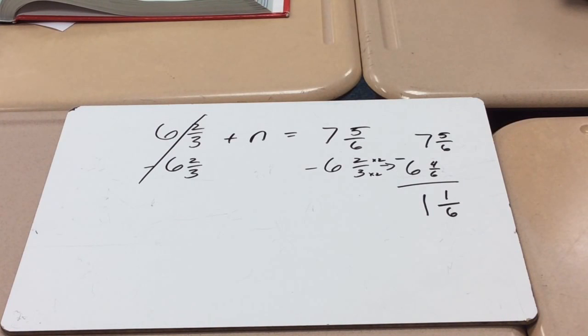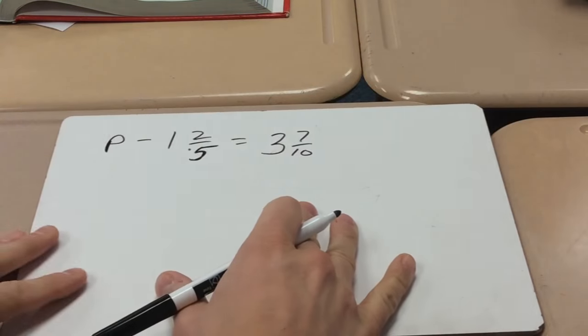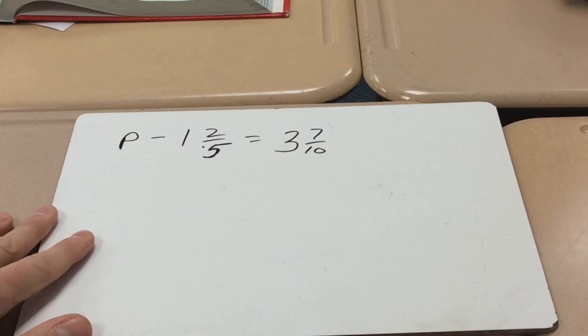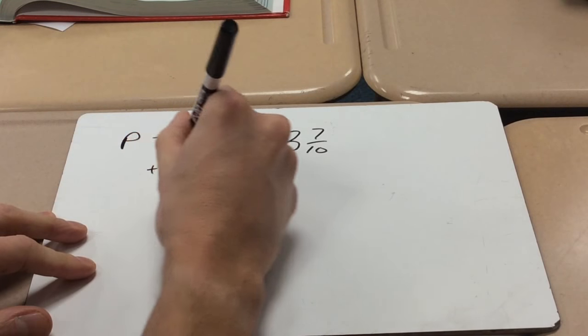And now we're going to move to a different problem. We have a variable, this time p, minus 1 2/5 equals 3 7/10. So we need to get that p by itself. What we're going to do is add 1 2/5 to both sides.